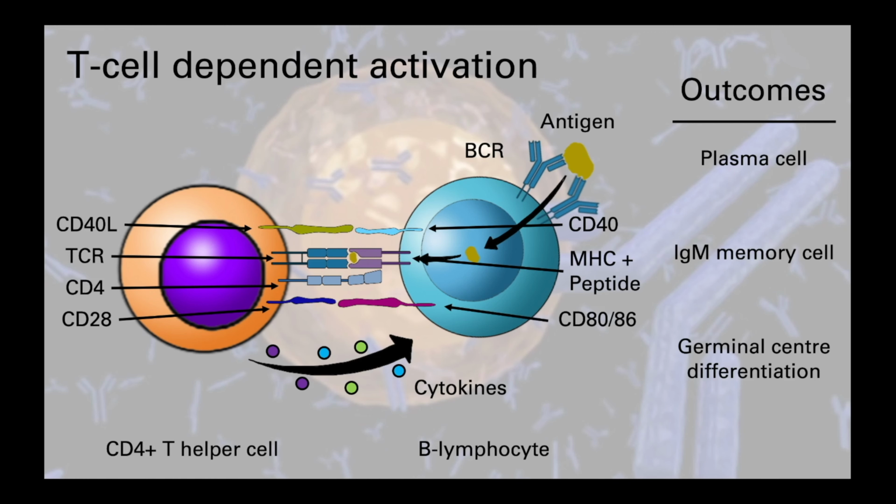From here, the B cell can undergo one of three fates. It can become a plasma cell that secretes antibodies, it can become an IgM-bearing memory cell, or it can enter the germinal centres in the lymphoid tissues and undergo an extraordinary differentiation process.